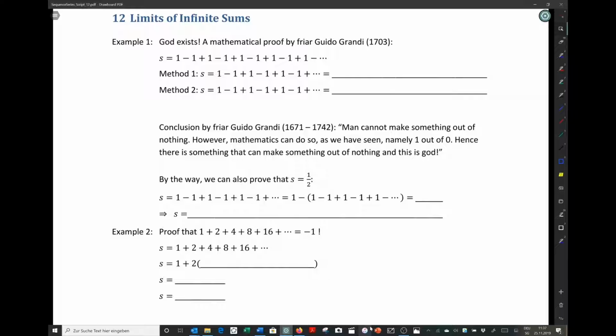We are slowly approaching the end of our chapter on sequences and series, and in this section let's now look at the limits of infinite sums. We have looked at infinite sums just now during the mathematical induction.